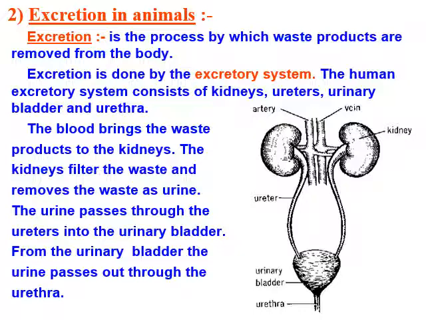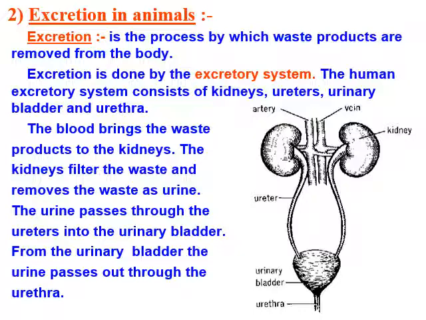Excretion in animals. The removal of the waste product of the body is done by a process known as excretion. So we can define excretion as the process by which waste products are removed from the body. Now excretion is done by a special organ system that is known as the excretory system. In humans, the excretory system consists of a pair of kidneys, ureter, urinary bladder and urethra.